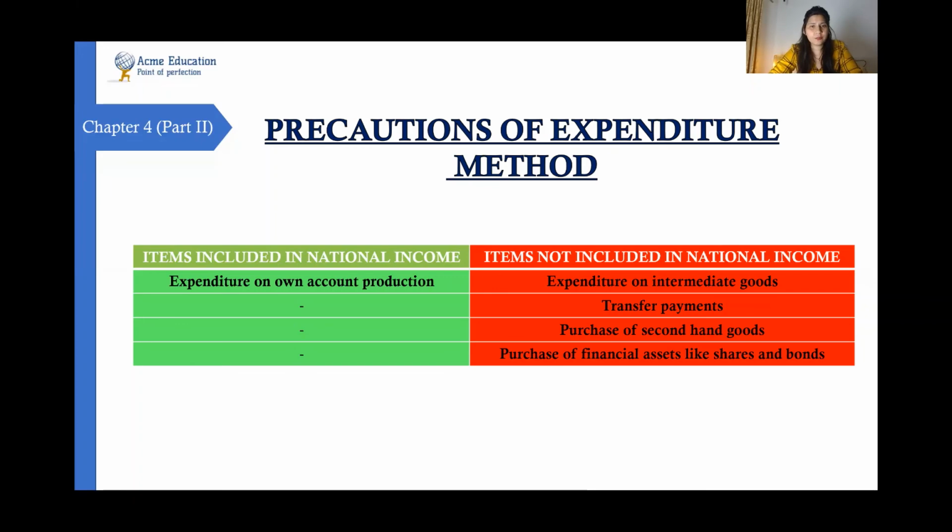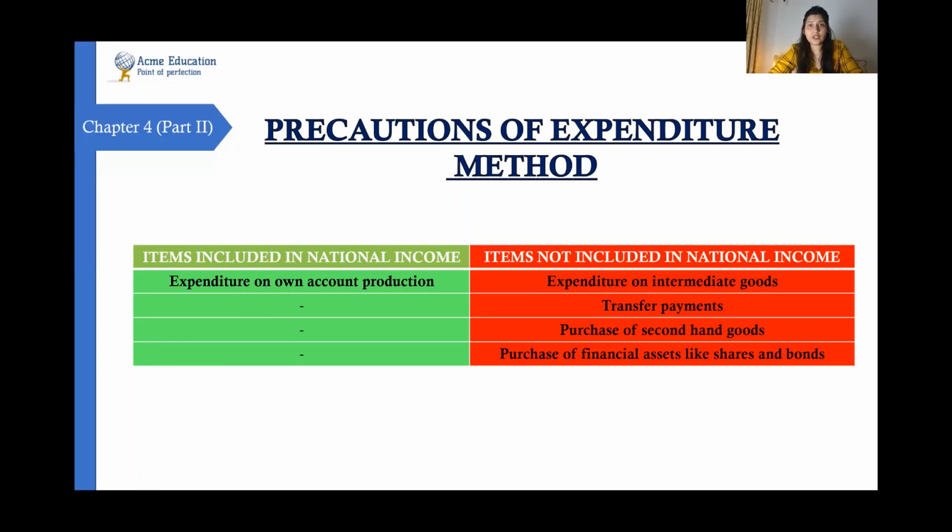The second item that we don't include in our national income is basically the transfer payment. Well, what are transfer payments? Transfer payments are like any kind of charity, grant, subsidy, which is basically single-sided from one person to another. There is no transaction taking place between two. That will not be a part of the national income.